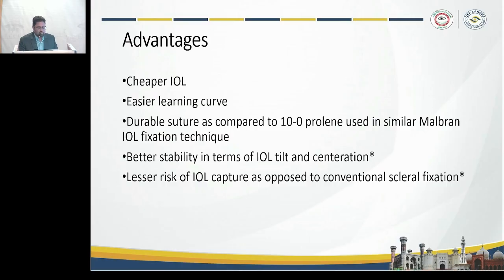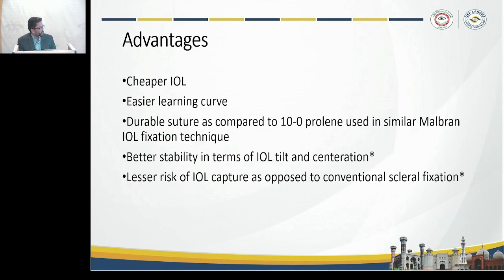It is a durable suture as compared to 10-0 Prolene, which has a life of around 9 to 10 years and is difficult to handle and breaks upon handling. The other advantages are better stability in terms of IOL tilt. This was seen in a study of 80 cases of comparison with the 10-0 Prolene Malbrin IOL fixation technique.